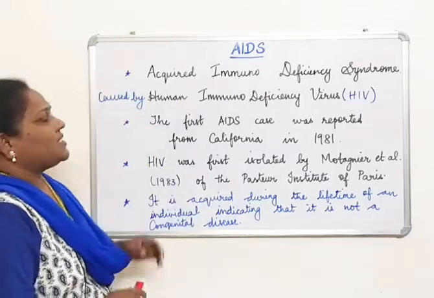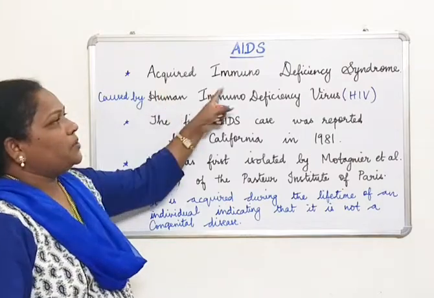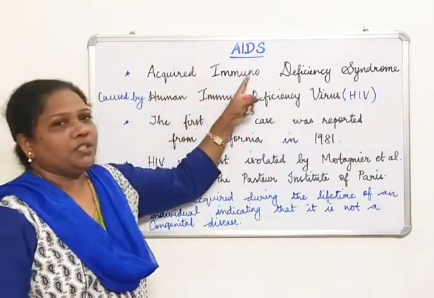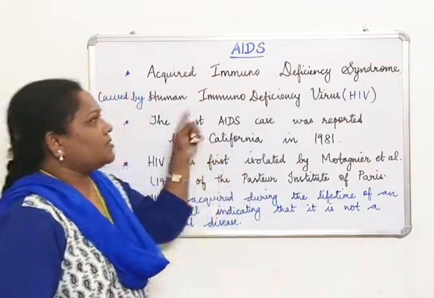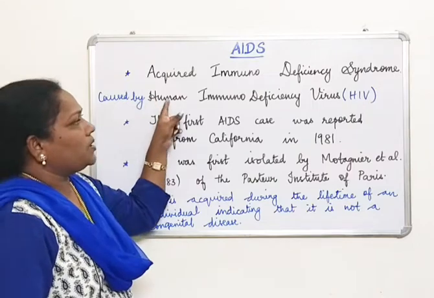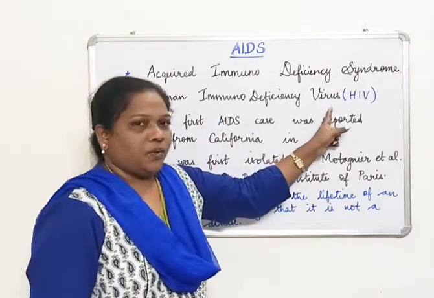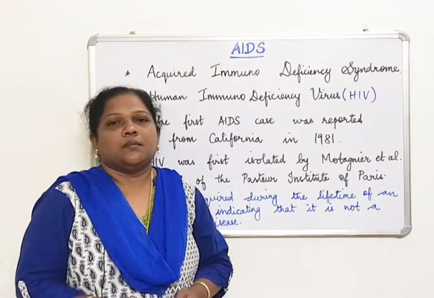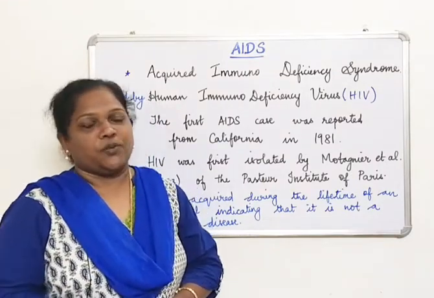So what is AIDS? AIDS is acquired immunodeficiency syndrome. This disorder is caused by an organism, a virus. It is called human immunodeficiency virus, HIV. And this HIV belongs to a group of viruses called retroviruses.